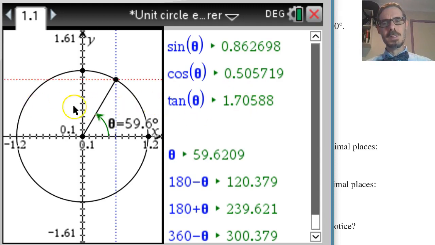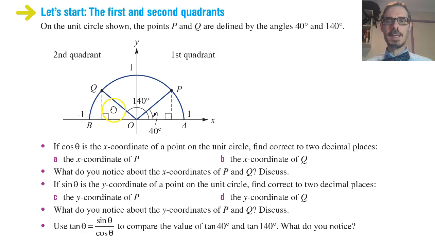First and second quadrants, sine is the same, cos is negative. And we're talking about, just to make it clear, we're talking about what happens with 40 degrees and 180 minus 40 degrees. We're always going to be looking at angles plus or minus from the horizontal axis.